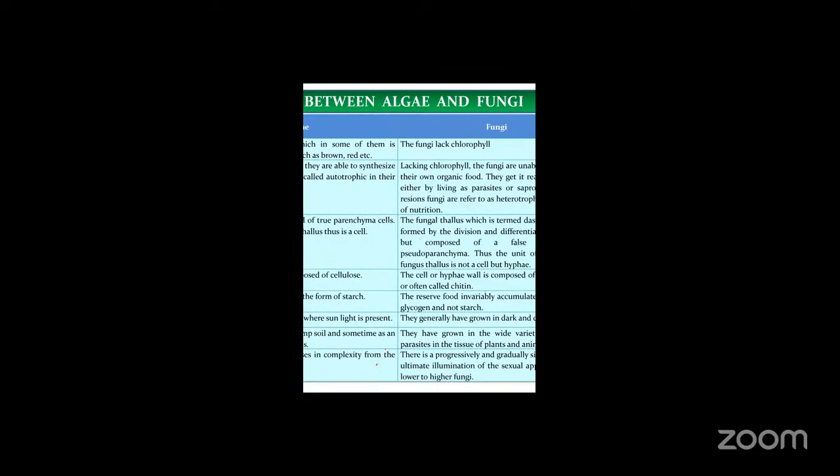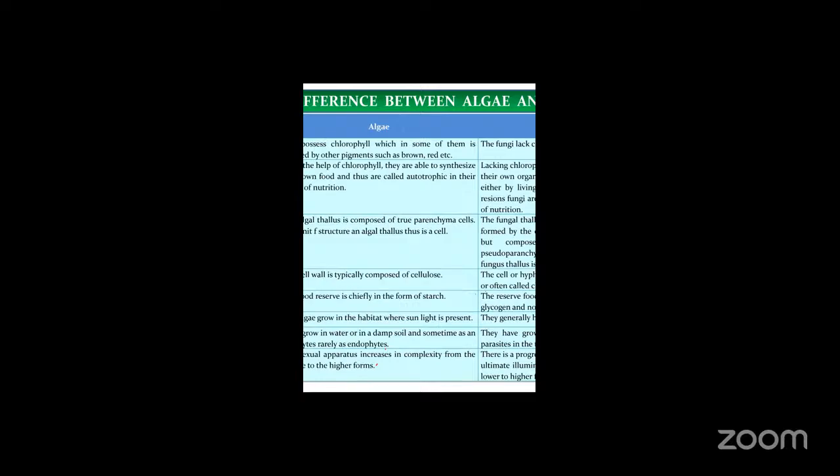Another character is the reserve food material after photosynthesis. In the algae, the reserve food material is in the form of starch. But here in the fungi, the reserve food is accumulated in the form of glycogen only, right?